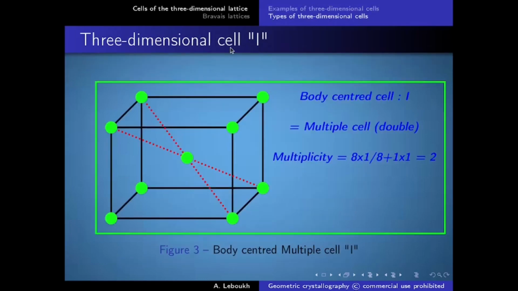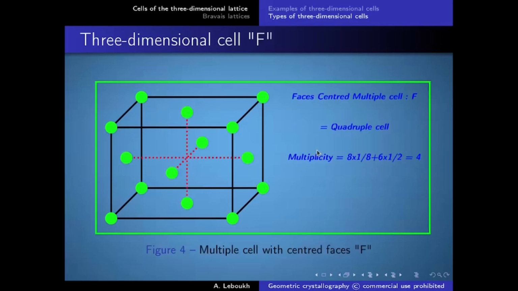We continue with the three-dimensional cell type I, which is a body-centered cell. Here we have a pattern in the body of the cell. That is a multiple cell, and here it's a double cell because its multiplicity is equal to 2. We return to the face-centered multiple cell F, which is a quadruple cell, and whose multiplicity is equal to 4.